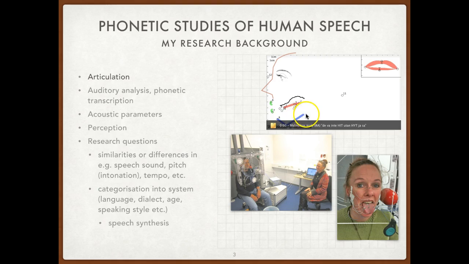And this is a way of playing them back. We have a contour of the palate of one speaker here. This is the upper lip, lower lip. We have the tongue here, and this is the jaw. And we can actually see what happens with his tongue and lips when he speaks.